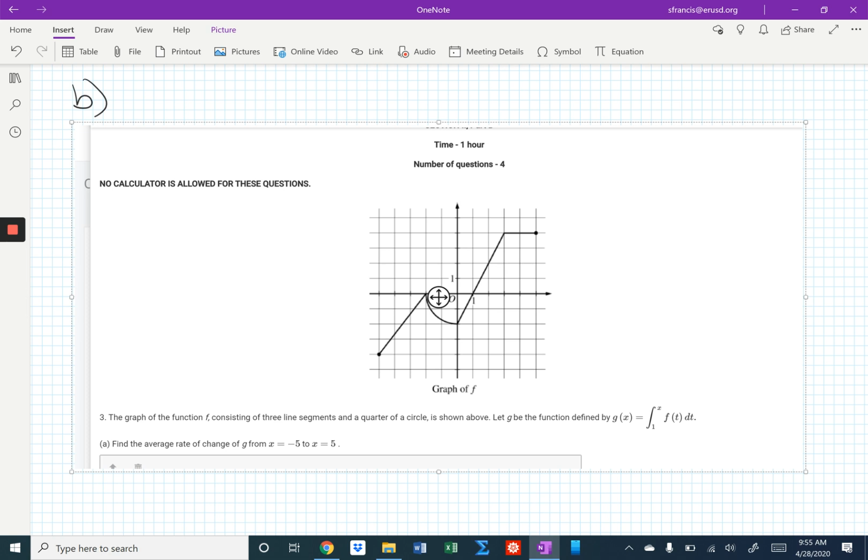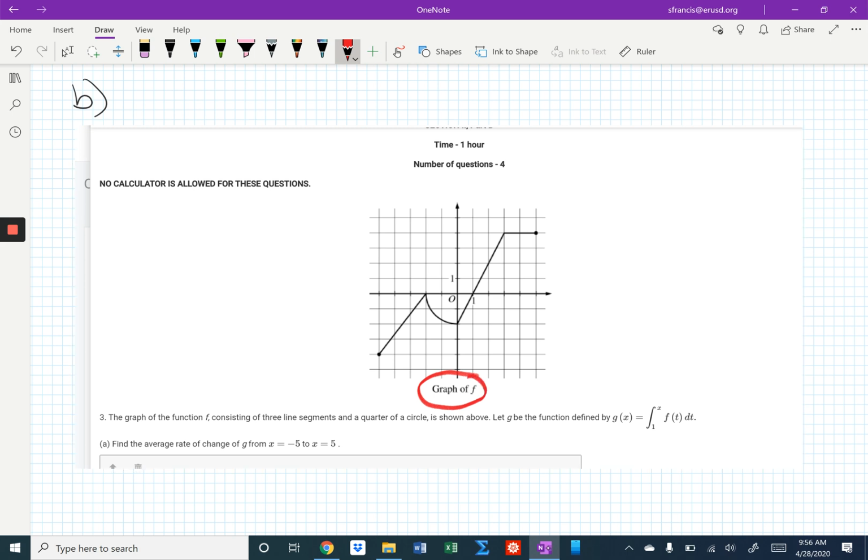All right, now for part B, it said to find the instantaneous rate of change of g at x equals 3, or state why it doesn't exist. And again, a lot of you are not thinking about this clearly because you forgot that you're looking at the graph of f. And so a lot of you saw the sharp turn right here at 3, and you said, well, g prime of 3 doesn't exist, okay?